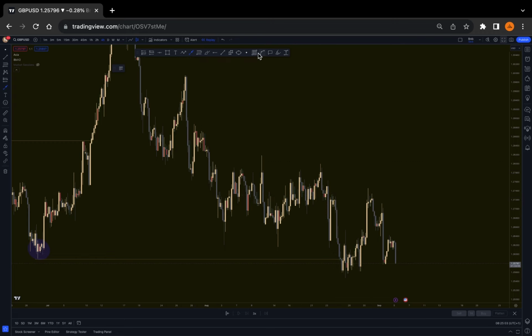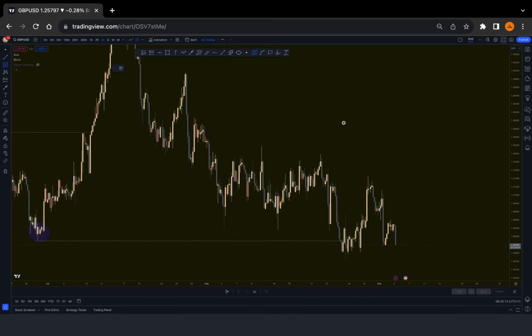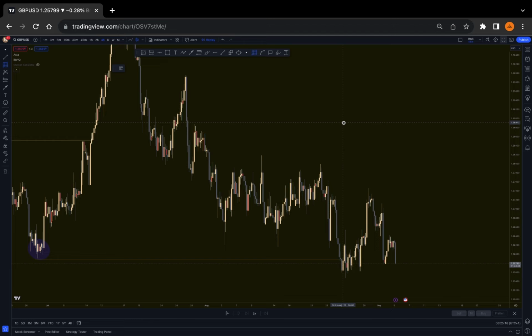If you check with your Gann box, that is why in my post on Twitter I told you guys that premium and discount is very, very important. It's very crucial.